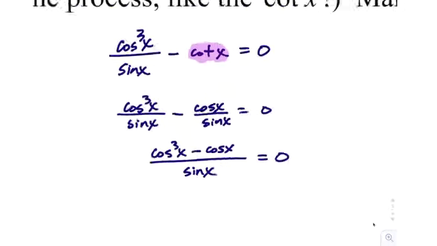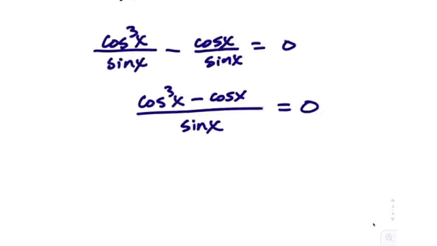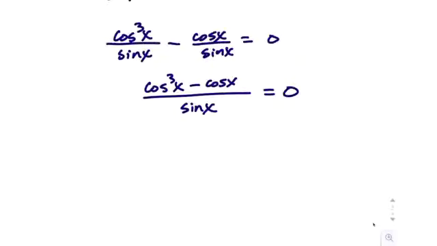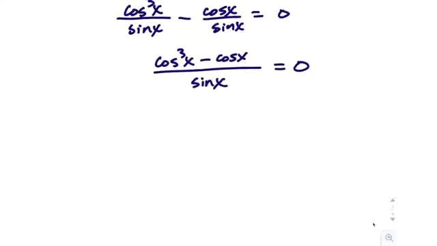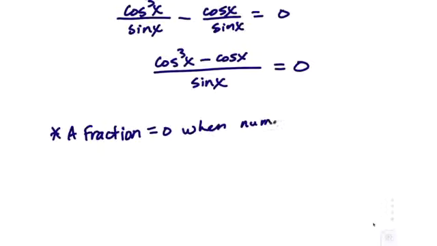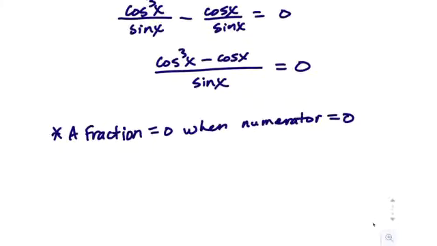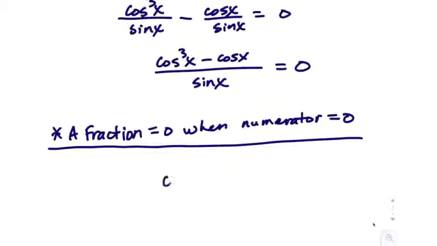Now this is how you want to solve equations that have variables in fractions. You want to get everything on one side and get a single fraction. Now, when is a fraction equal to 0? When the numerator equals 0. This is how you avoid getting solutions that give you division by 0. A fraction equals 0 when the numerator is equal to 0. So now all you have to do is set the numerator equal to 0.